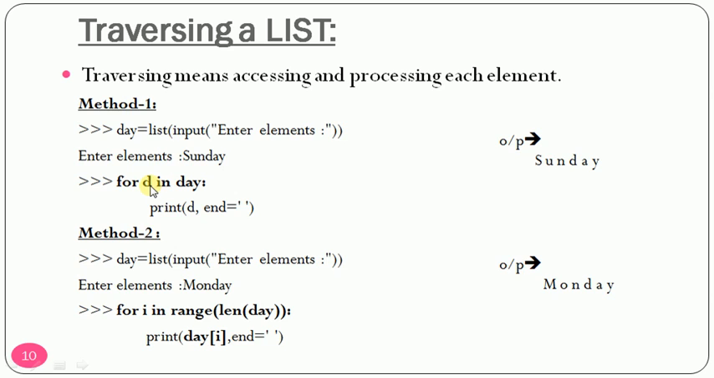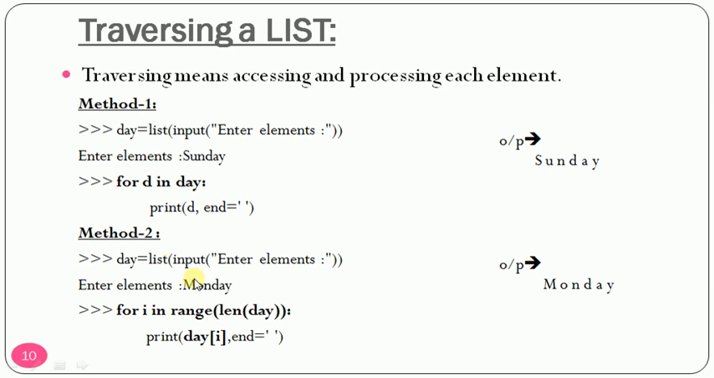I want to traverse through this list, day. So I'm just using a for loop for that: for D in day, then print the D. So the output S will come first, then N, then U, then N. This way Sunday will be displayed. And this end is used here with a space, which means I don't want to move the next character to the next line. To avoid that, I have used this.